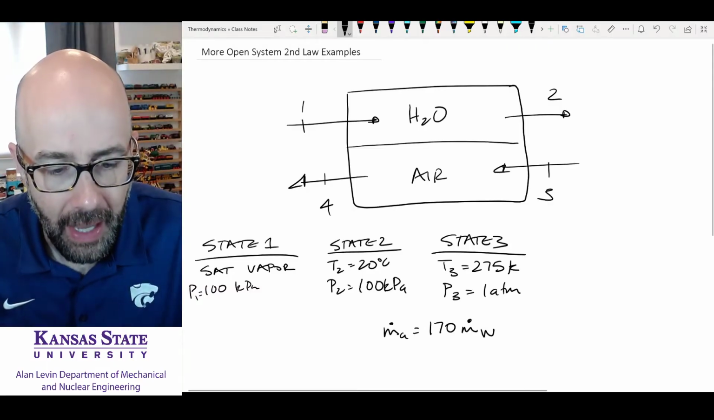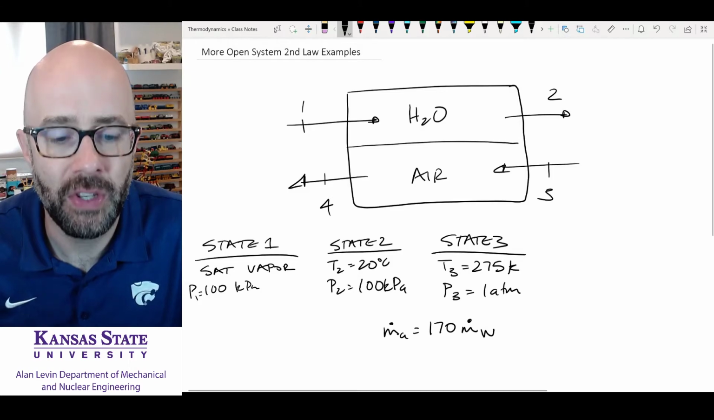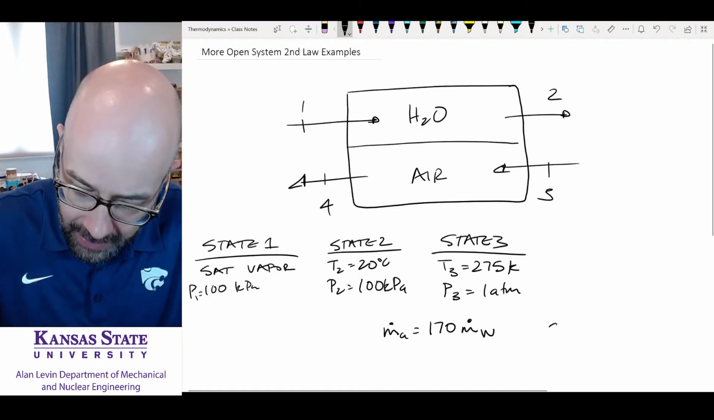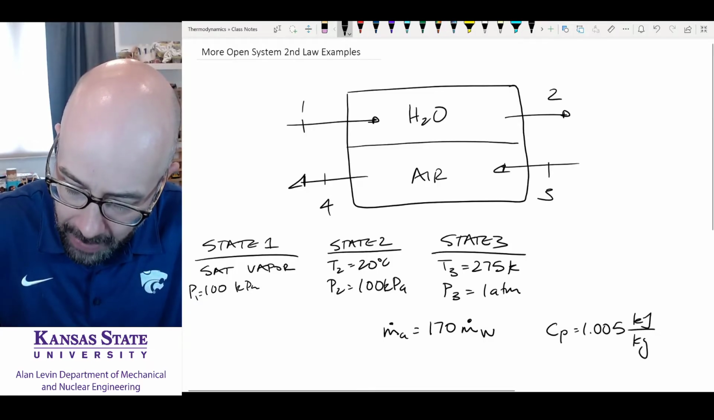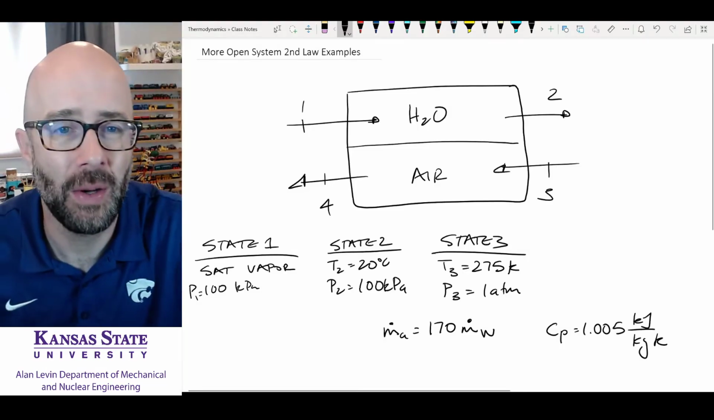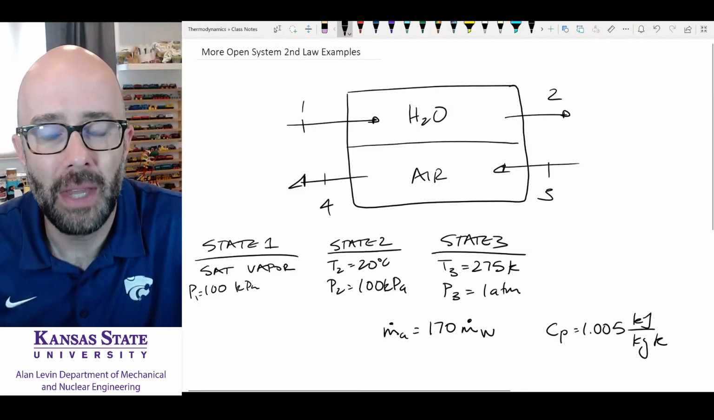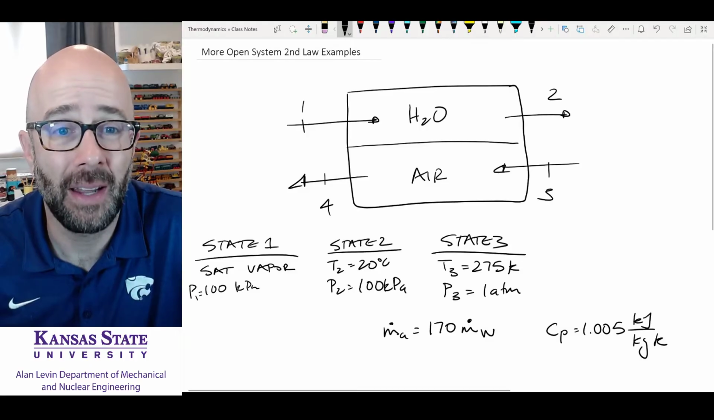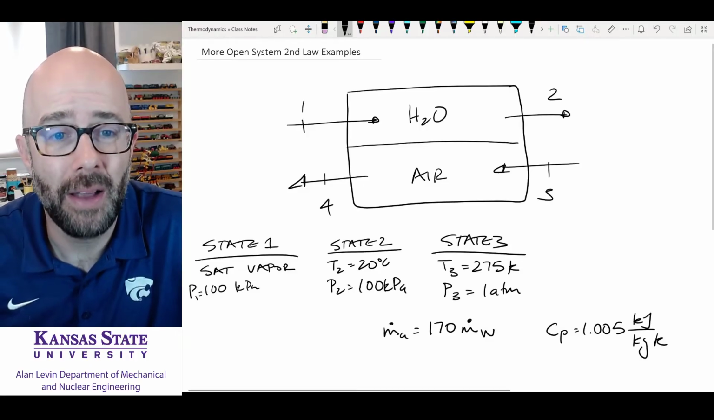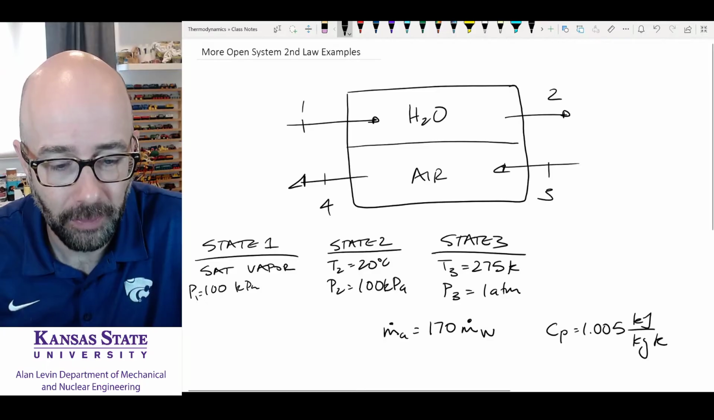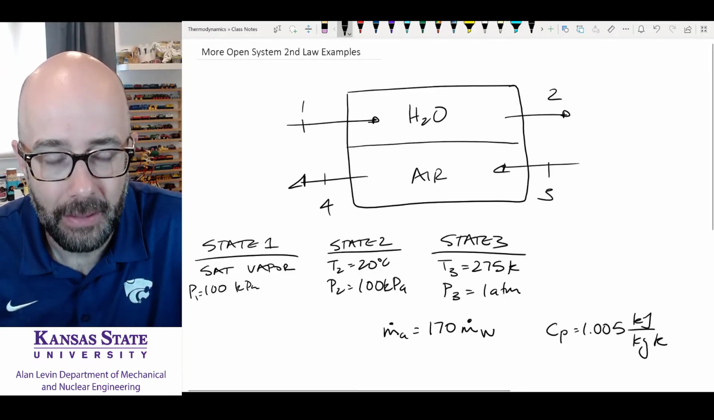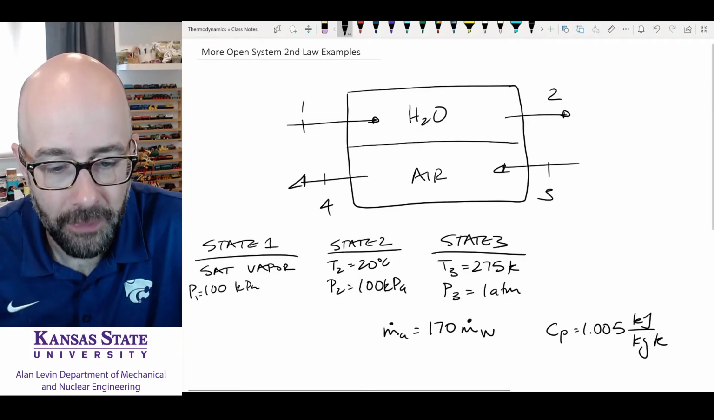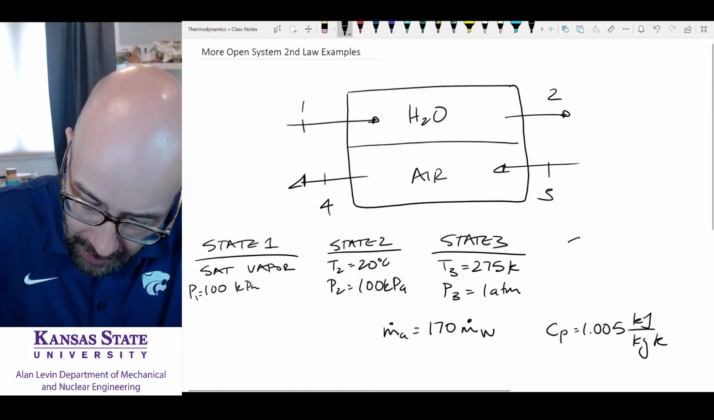Okay. The air can be modeled as an ideal gas with C sub P equal to 1.005 kilojoules per kilogram Kelvin. So they're telling us there, air is an ideal gas, and we can make that assumption already. But they are telling us a C sub P value, so that's telling us, hey, you get to use constant specific heats in solving this problem. Kinetic and potential energy can be ignored.